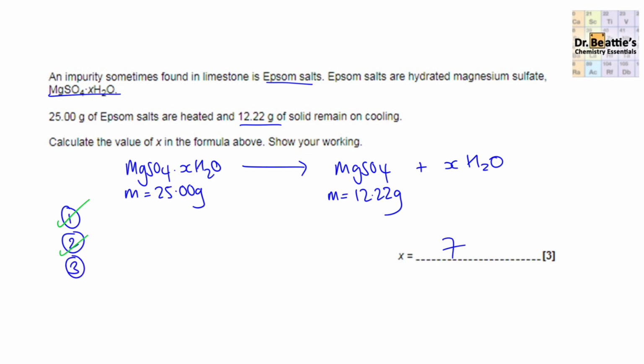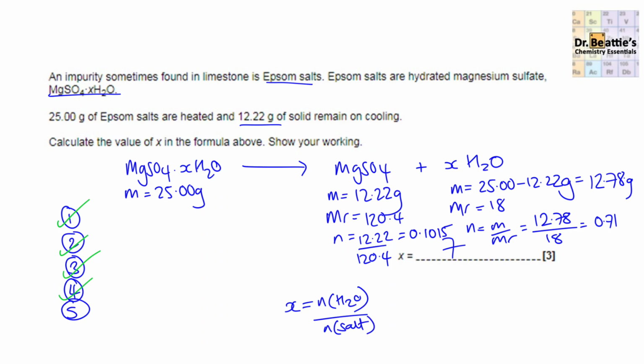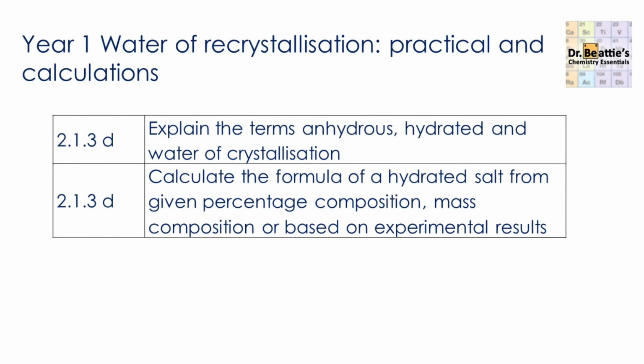Step 3, we're working out the amount of water. So step 4, what we then need to do is work out the number of moles of both the anhydrous and of the water. So that's the number of moles of the magnesium sulfate. And there's the number of moles of water. And so the final step here is then to work out x. So that is 0.71 divided by 0.1015 is the answer of 6.995. And obviously that's close enough to 7 as we round up. And so that's our ratio and that's our answer.